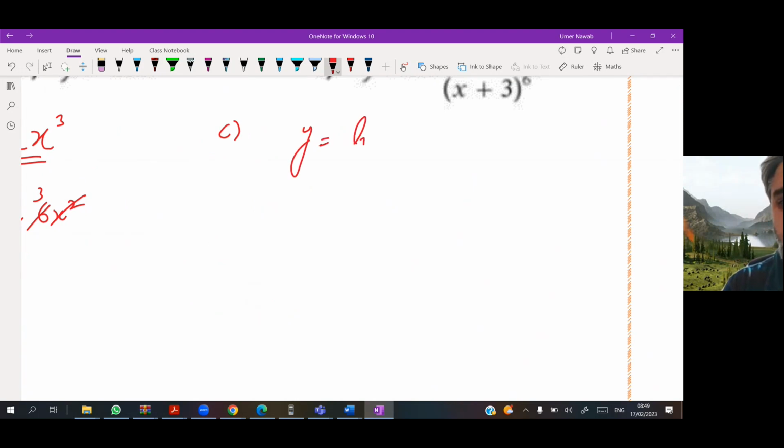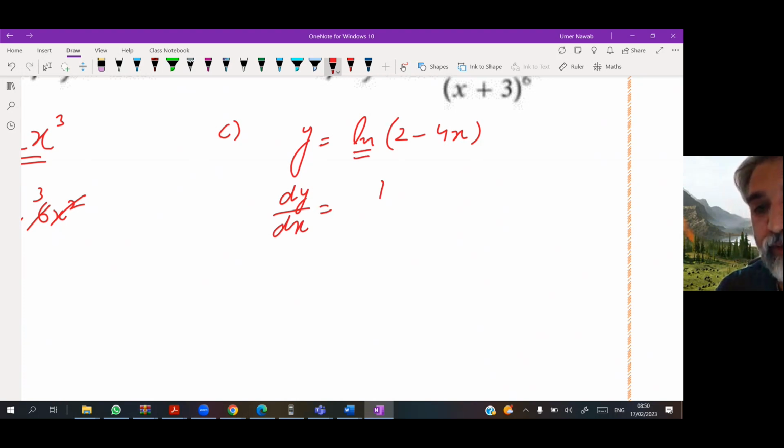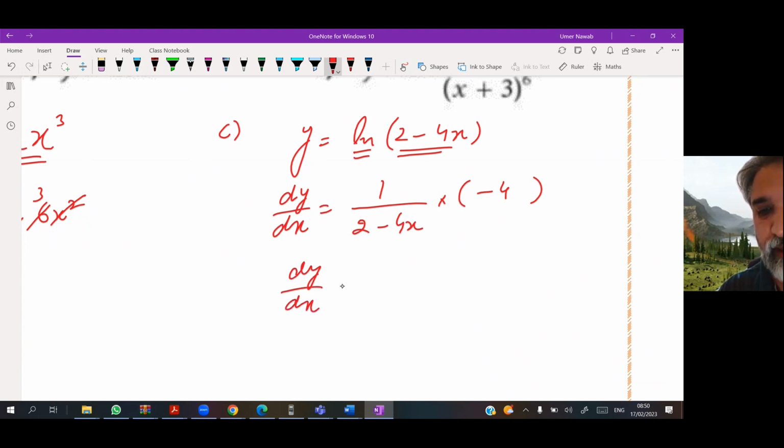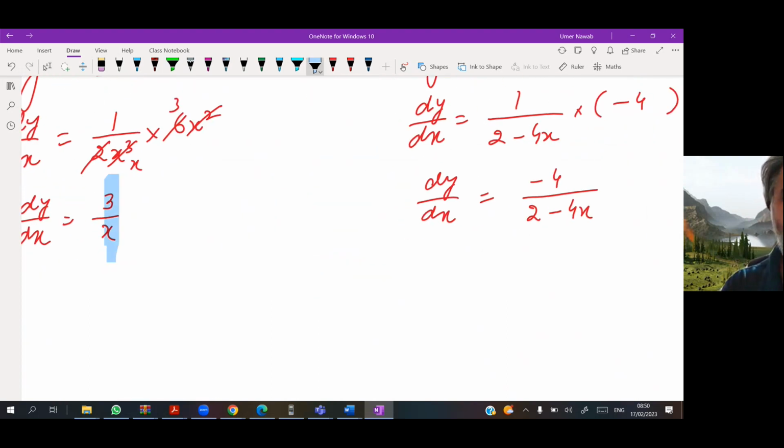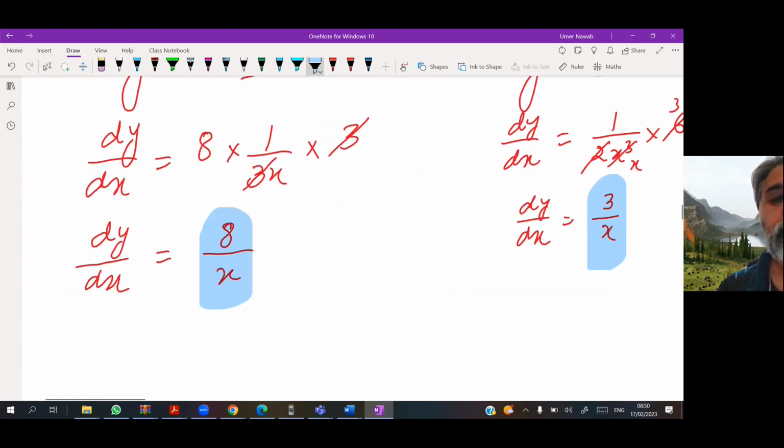Y is equals to ln of 2 minus 4x. So dy by dx. Okay, first apply the differentiation of ln, which is the reciprocation of argument. I did it. Now times, what is the derivative of my argument? Derivative of 2 is 0, no need. Minus 4x is minus 4. So in a beautiful form, I'm going to write it as minus 4 over 2 minus 4x. If any student wants to simplify it and divide 2 with every term, he can do that. But I am just leaving it like this. Next question.